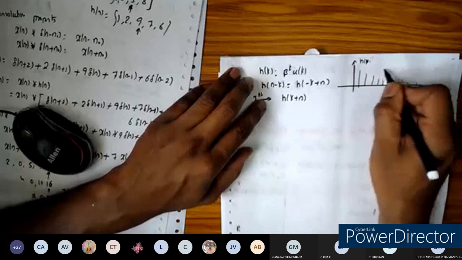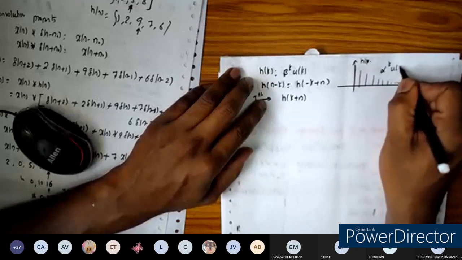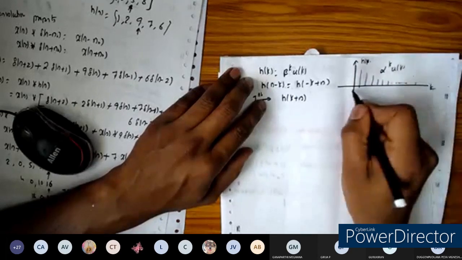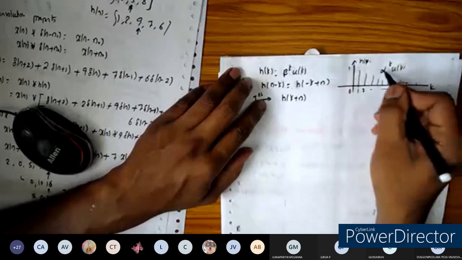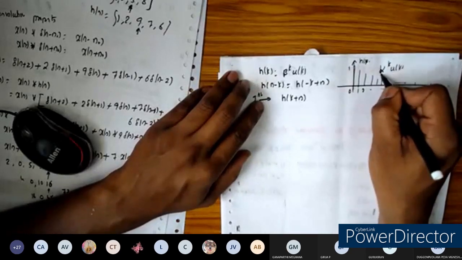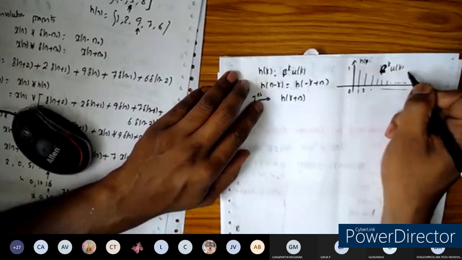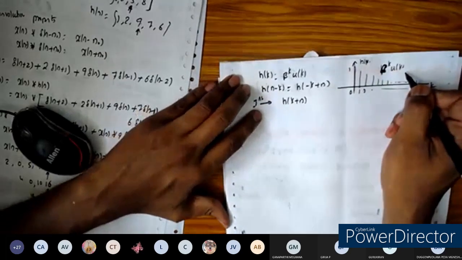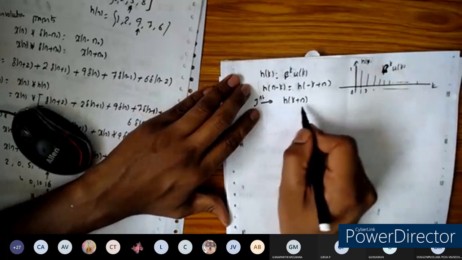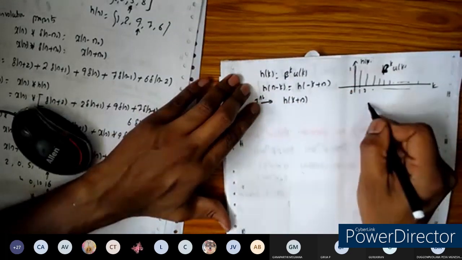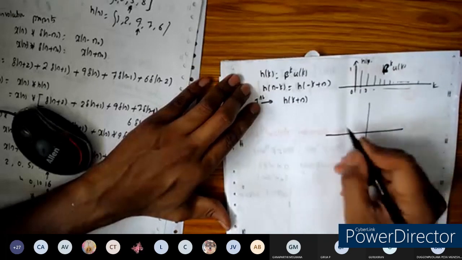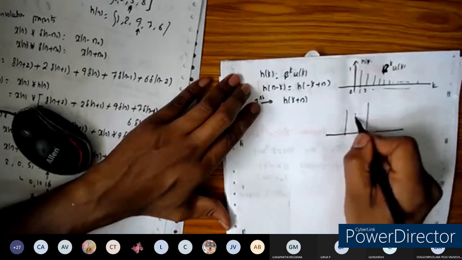So h of k is beta to the power of k into u of k, sorry, not alpha, beta. It starts from 0, 1, 2, and so on, and this is the value 1. Next we shift the sequence h of k plus n, which means the sequence will be shifted towards the left side by n units. I'm going to shift n units, so the sequence will be like this.